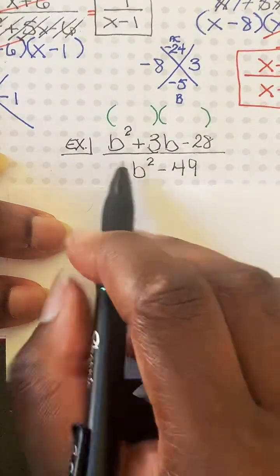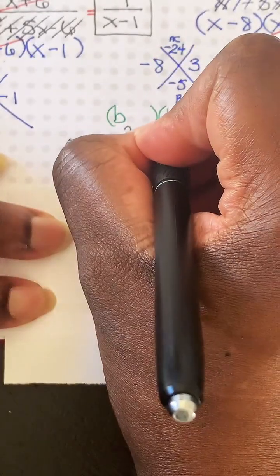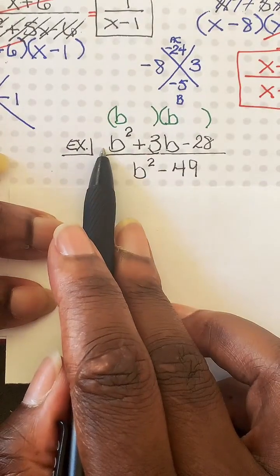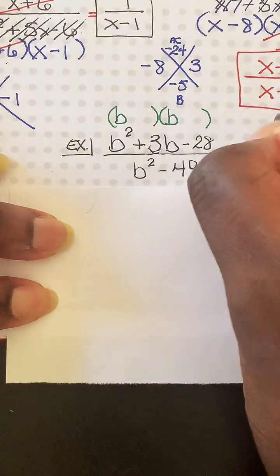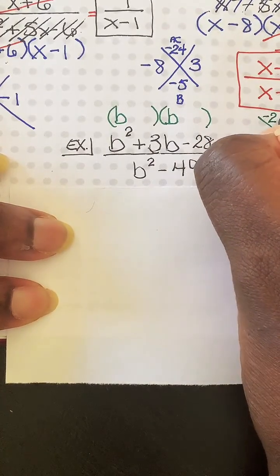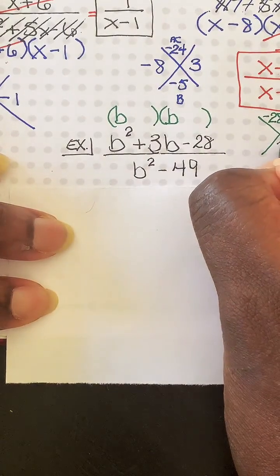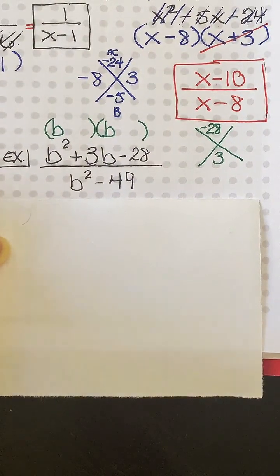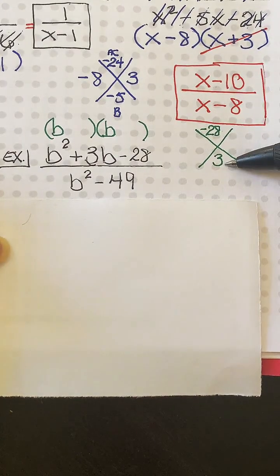Good. Here we go. So we are using B, so we're going to split our B's up. So now, my A is 1, my C is negative 28. So that means we're going to have, and I'm going to put it up here, our negative 28, and the middle term, which is a positive 3. So we need to think, what two numbers multiplied together will give me a negative 28 and add together to give me 3?